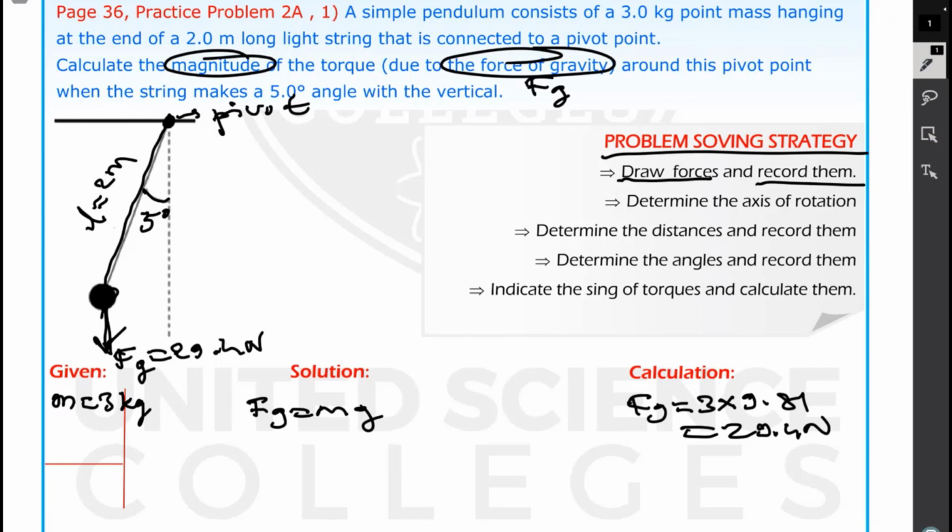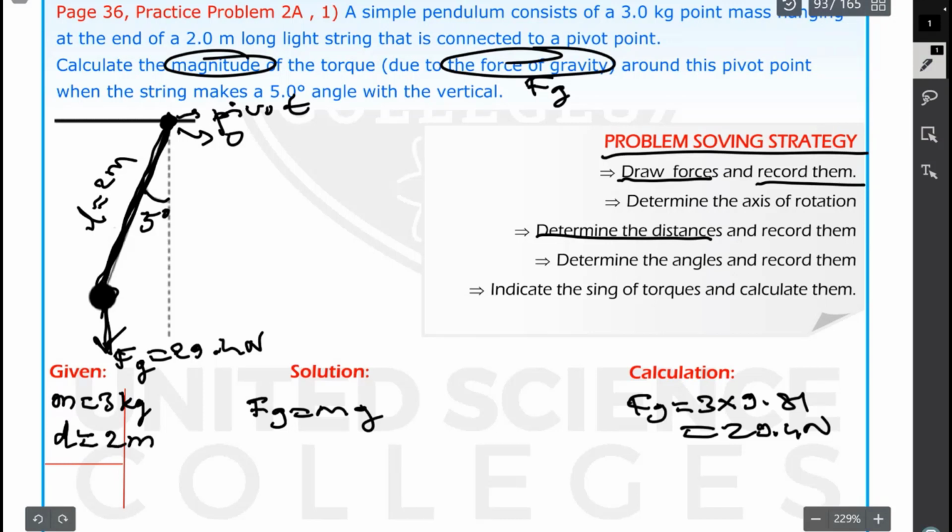About which point does the rotation occur? Of course, the pivot point. This is the axis of rotation, O. Then determine the distance and record it. The distance from the axis of rotation to the force is the length of the string, which is equal to 2 meters. I record the distance.